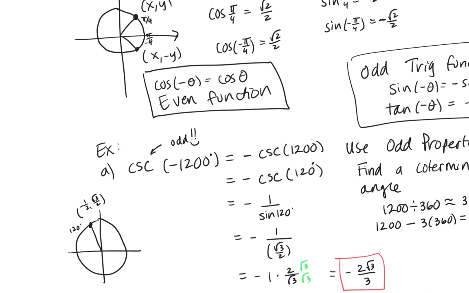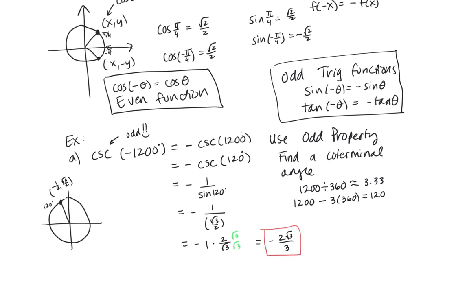Okay, and so we used our odd property, then we found a coterminal angle, and then we used our definition of cosecant. We used that reciprocal property, and then we were able to use the unit circle to evaluate sine of 120 and simplify the fraction.